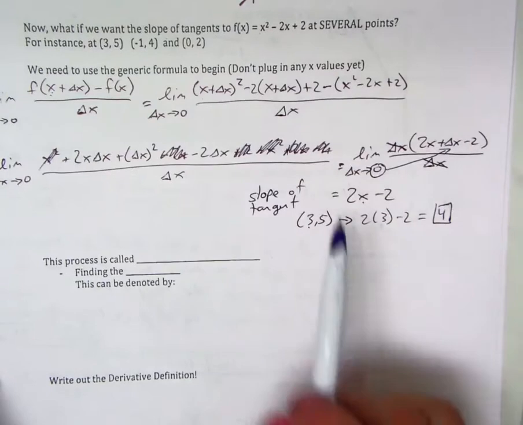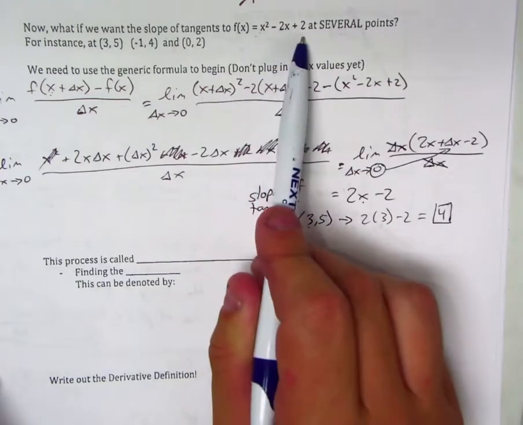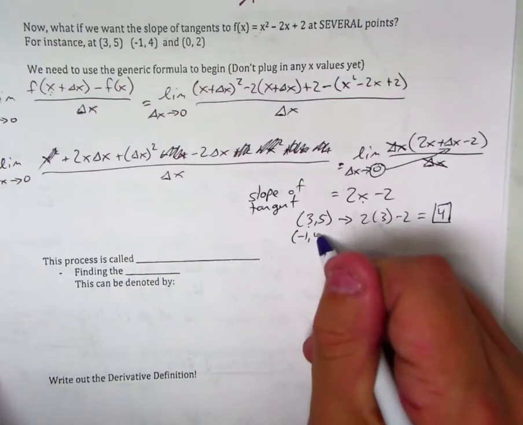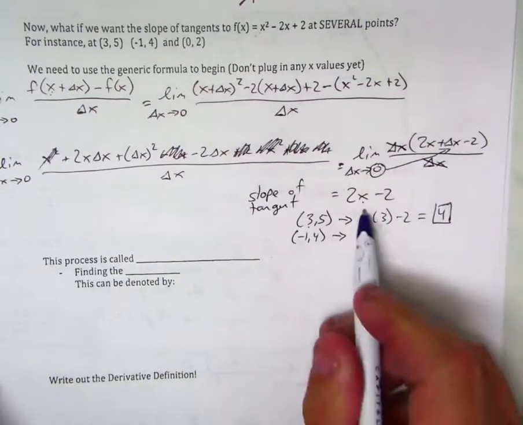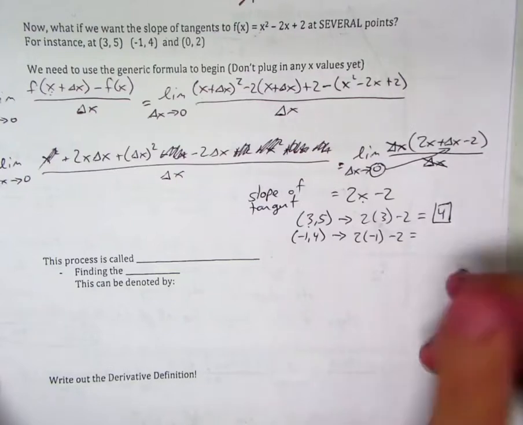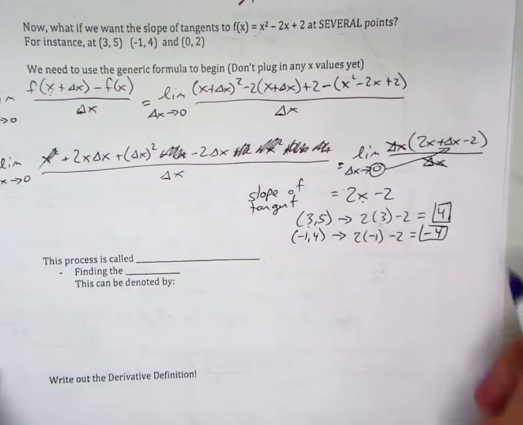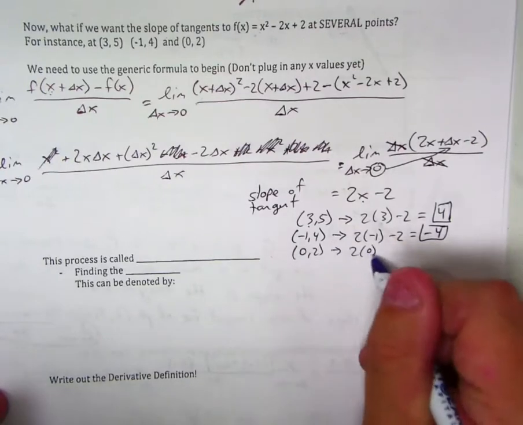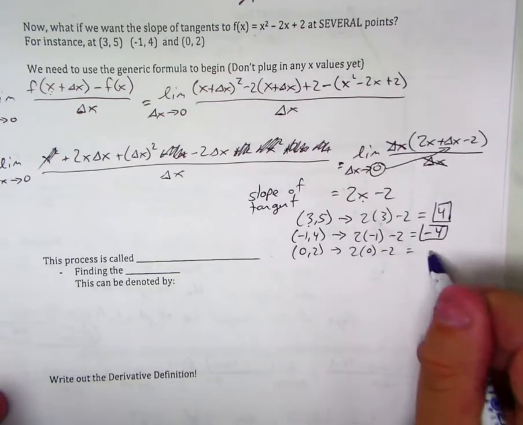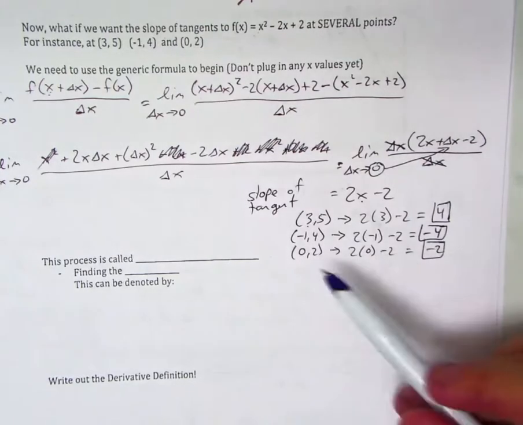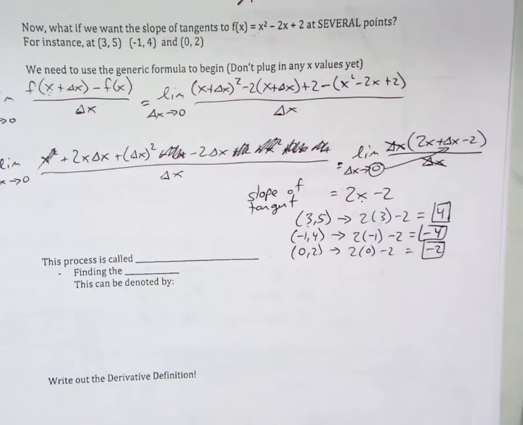That means for this function, right here, the slope of the tangent line at (3, 5) would be 4. Let's figure it out at (-1, 4). Let's plug -1 in for x. 2 times -1 minus 2 is -4. So the slope of the tangent line is -4. And then at (0, 2), let's plug 0 in for x, and you get -2. So the slope of the tangent line at (0, 2) is -2.